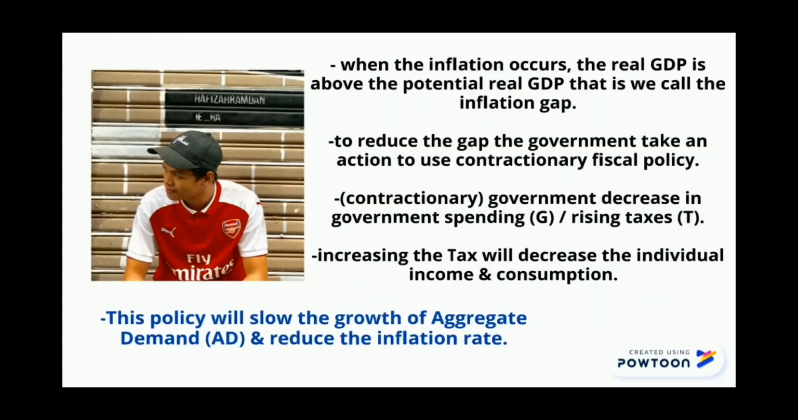When inflation occurs, the real GDP is above the potential real GDP. That is what we call the inflationary gap. To reduce the gap, the government takes action by using contractionary fiscal policy. Contractionary fiscal policy is when the government decreases government spending, G, or raises the taxes. Increasing the tax will decrease individual income and consumption. Thus, this policy will slow the growth of aggregate demand and reduce the inflation rate.